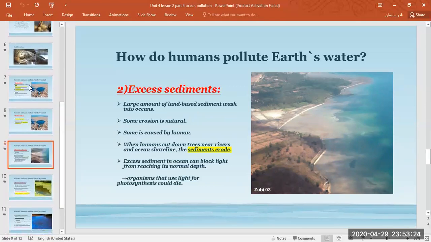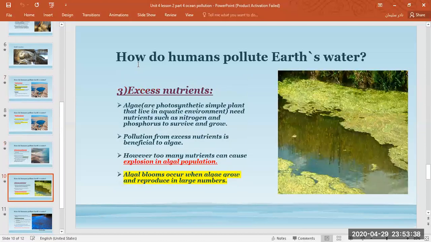Okay, so there are two things that pollute the ocean's water: the solid wastes and the excess sediments, and now the third one, okay, is the excess in nutrients. Excess in nutrients, what do you mean by excess in nutrients?